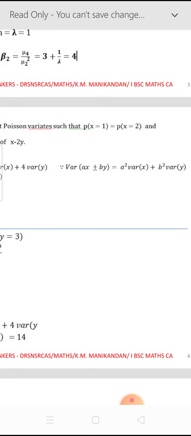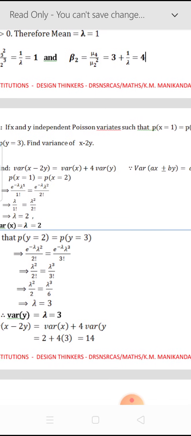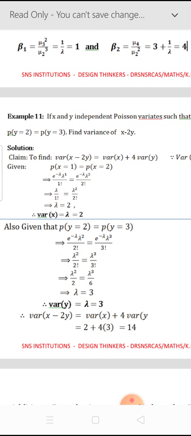The formula we are given is that the variance of ax plus or minus by is equal to a square into variance of x plus b square into variance of y. Therefore, the coefficient of x here is 1, so 1 square into variance of x, plus b equal to minus 2. Squaring minus 2 you will get 4, so 4 times variance of y. To find the variance of x minus 2y, we have to find the variance of x and the variance of y, and we apply the result: variance of x plus 4 times variance of y.